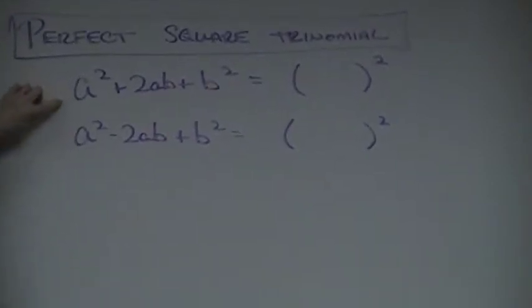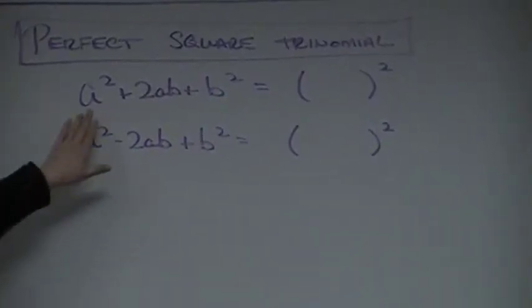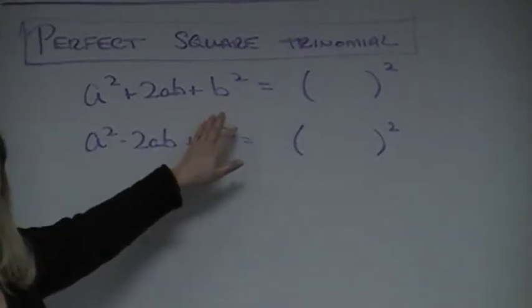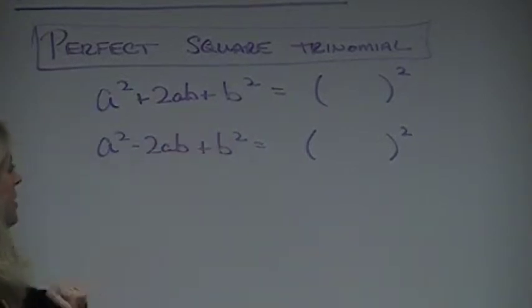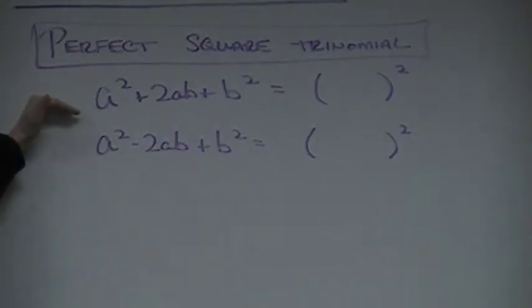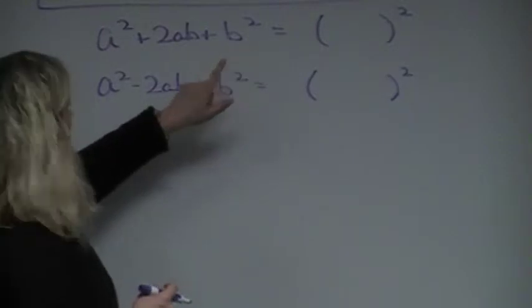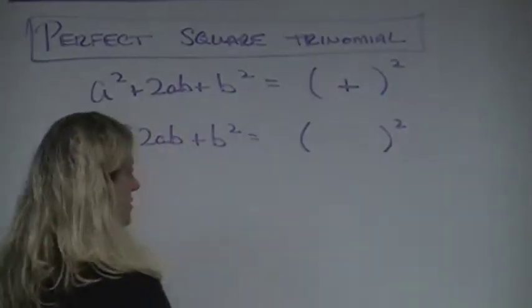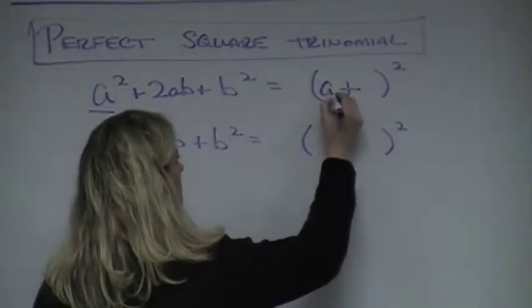So a perfect square trinomial is obviously a trinomial, a three-term polynomial, where the first and third terms have to be perfect squares, and the last term has to be positive in order for that to be the case. To factor a trinomial like this, you just take the square root of each of these terms. Because the middle term is positive, we know this sign has to be positive. So we take the square root of a squared, which is a, and the square root of b squared, which is b.